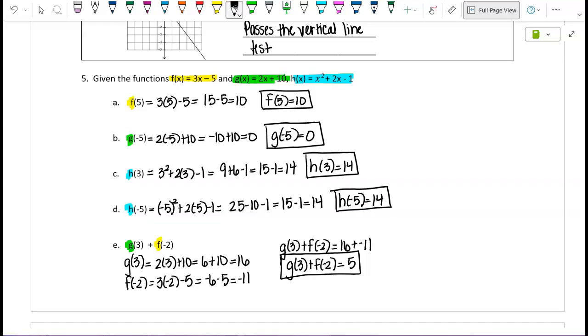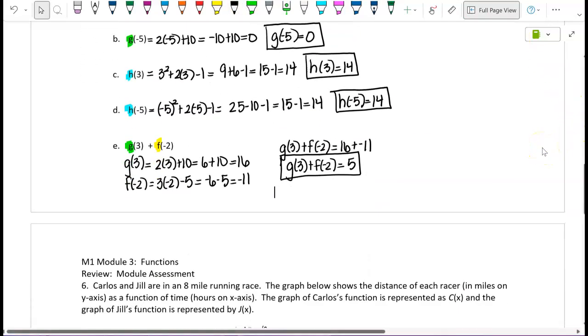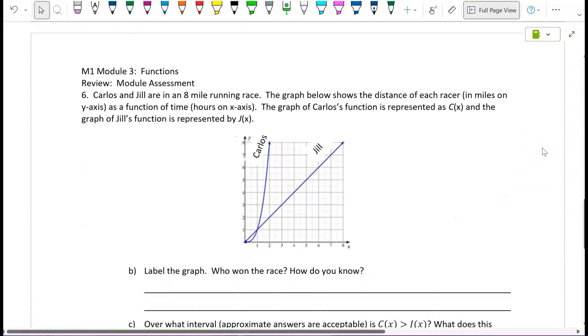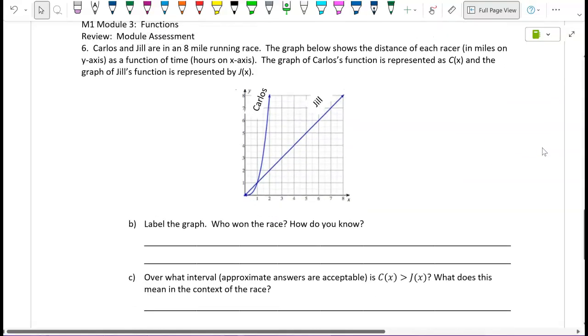All right, the next section, similar to the activity we did yesterday, we got a little race going on here. Carlos and Jill are in an 8-mile running race. The graph below shows the distance of each racer in miles on the y-axis as a function of time in hours on the x-axis. The graph of Carlos's function is represented as c of x, and the graph of Jill's function is represented as j of x.